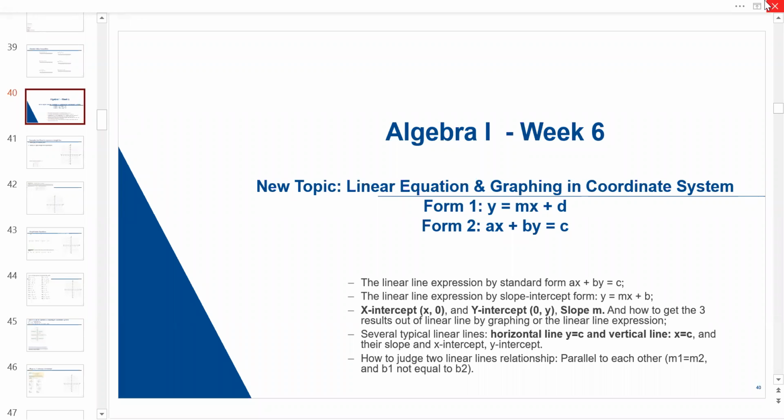Hello, everyone. Welcome back. So this is week 6 right now. We finished reviewing the homework. We are introducing a new topic today. Today we are introducing some linear lines.